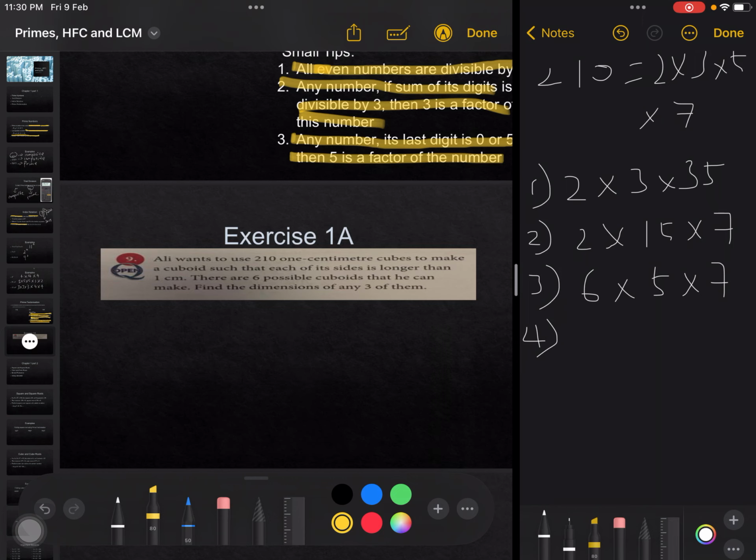So 4 will be 2 times 5 times 21. 5 will be, let's say, 3 times 5 times 14. Right? Okay, the homework for today will be find for me what's the last pair of dimensions for this answer.